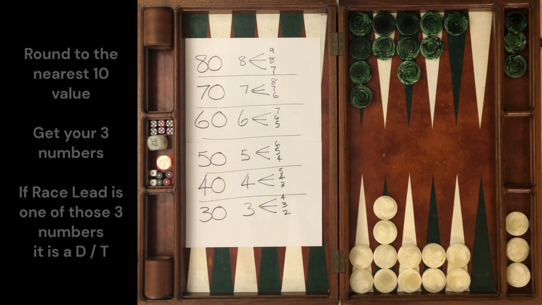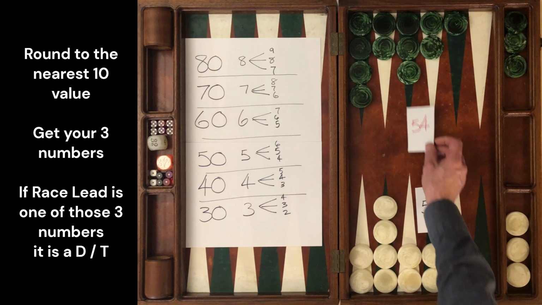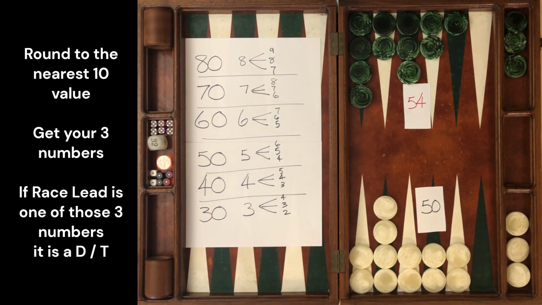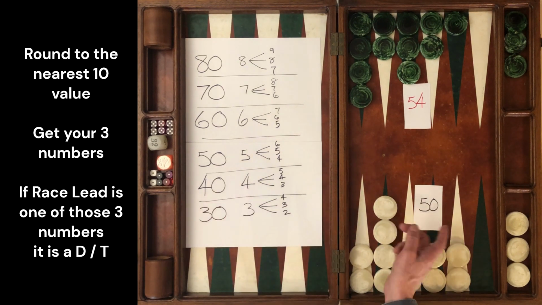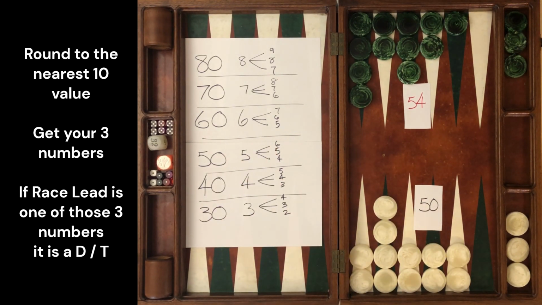Second last position we'll be looking at, pip count is 50. Our opponent's pip count is 54. We have a race lead. Looking at the cube, no need to round it anyway. We're already at 50, giving us our three numbers, 4, 5, and 6.